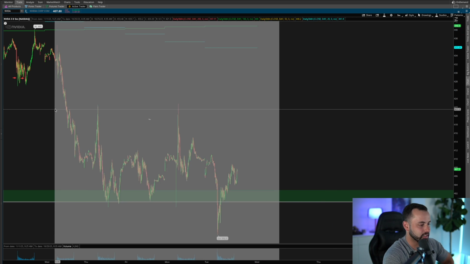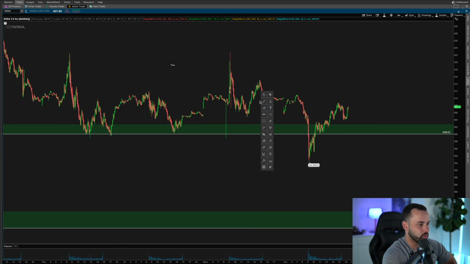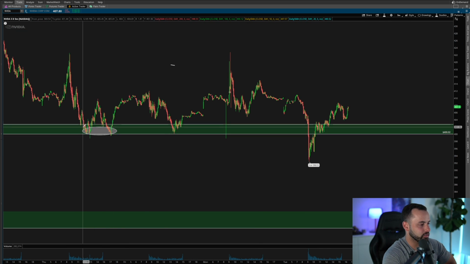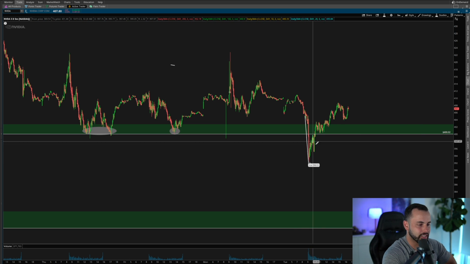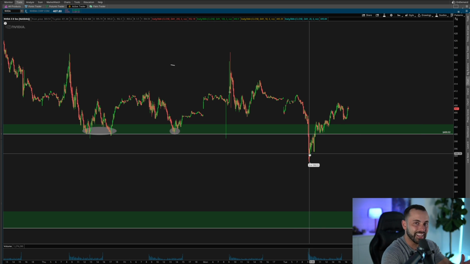So if I go back to here, you guys can see we had 400 right here. We had a break. We had a retest of that 400 level at the exact time the futures were setting up into supply.